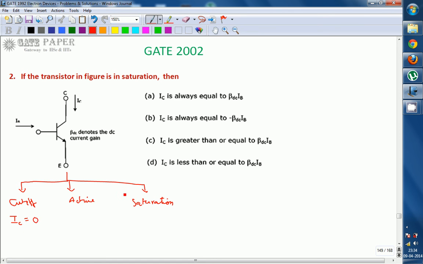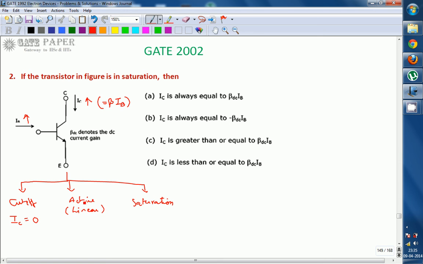The active region is also called the linear region. The name linear means the output current is linearly proportional to the input current. Whenever the transistor is in cutoff, no base current is applied, so there is no collector current. As you start applying base current and IB increases, the IC value also increases, because IC is equal to beta times IB.